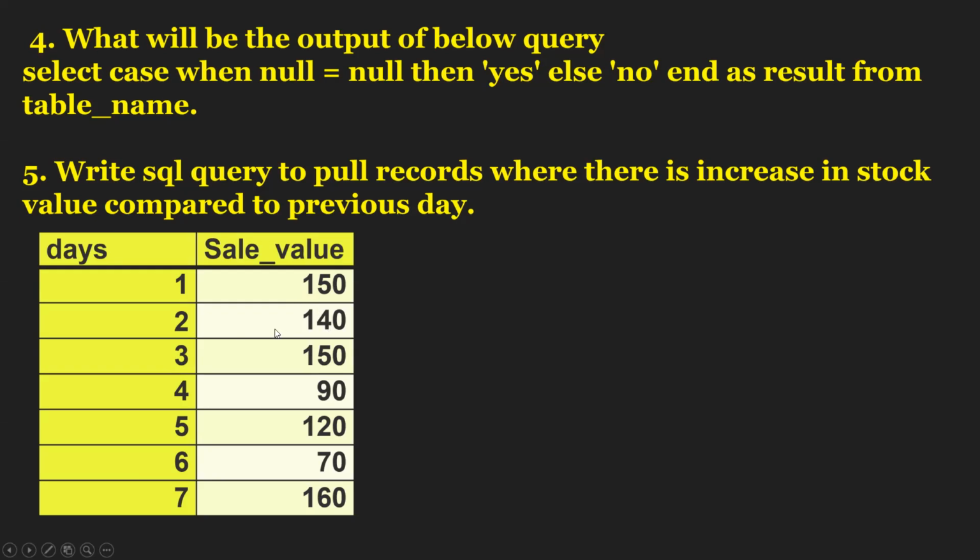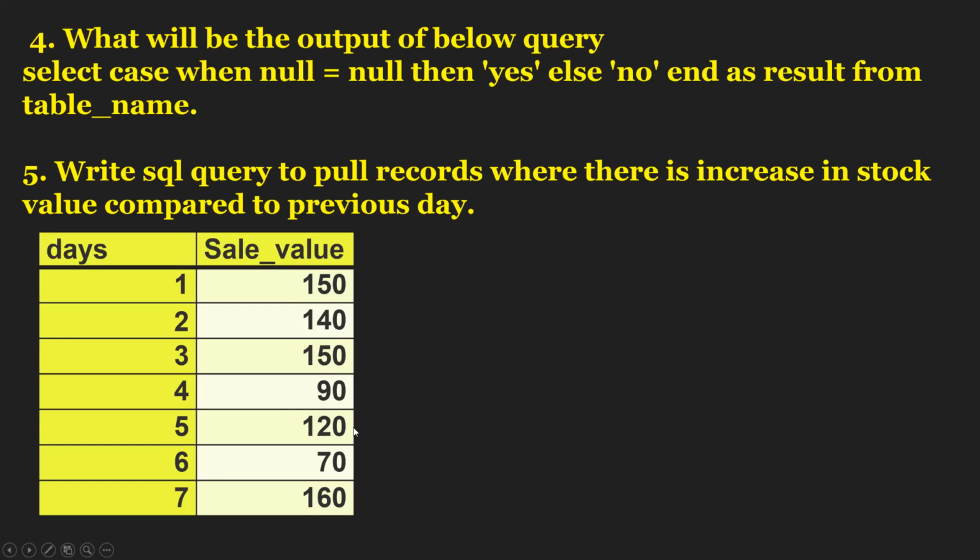On the first day there is no previous stock, which is the reason we consider the first day, so 150 will be there. Then 140 is a decrease, since the previous day was 150. That is the reason you are not going to see 140 in the output. At the same time, 150 should come. And 90 also, previously 150 was there, now it is 90, so it decreased. Such cases are not going to come in the output.